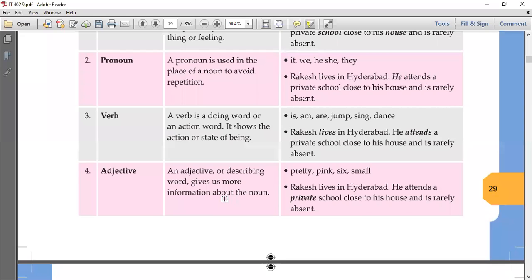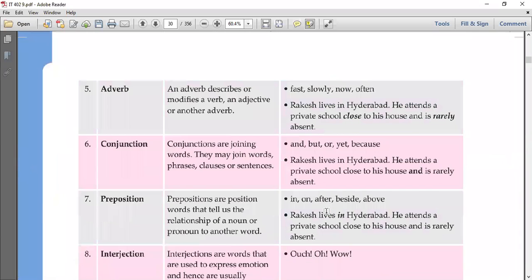Adjectives are describing words. They give us information about the noun. They describe the noun, right? Like pretty, pink, sick, small. These words are adjectives, right? Like private school. What kind of school? It is a private school. So it is describing the type of school. The word private here is an adjective, right?